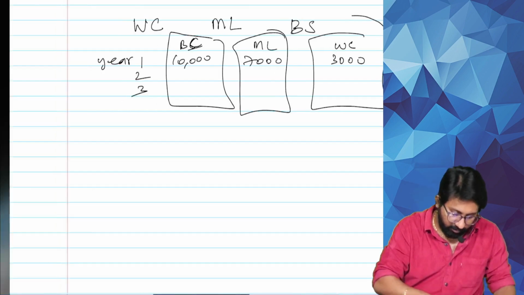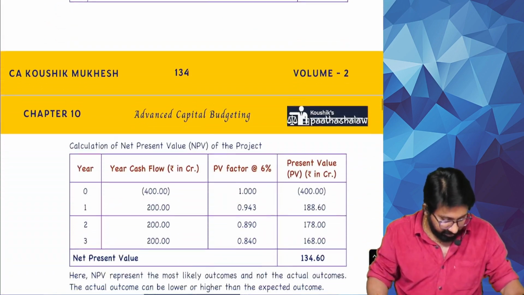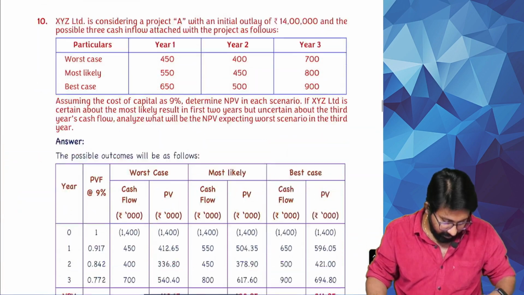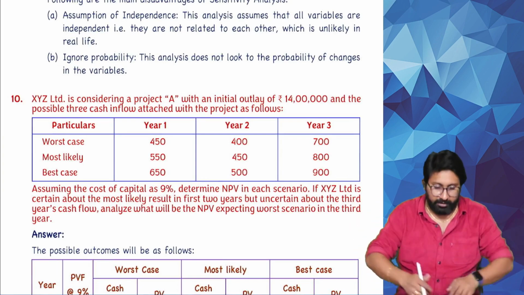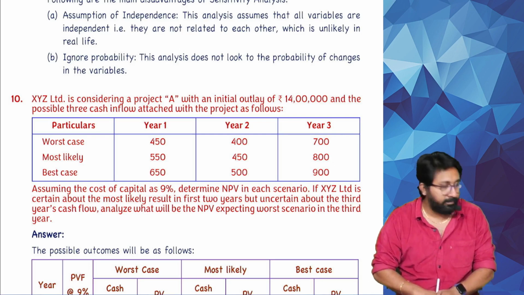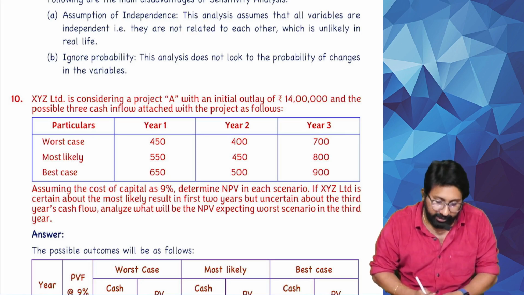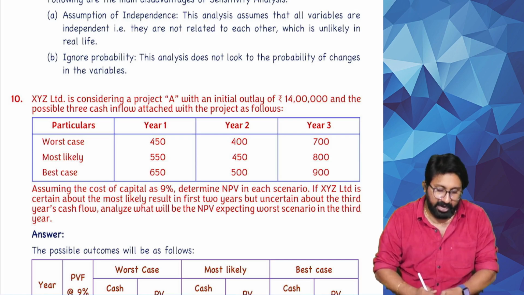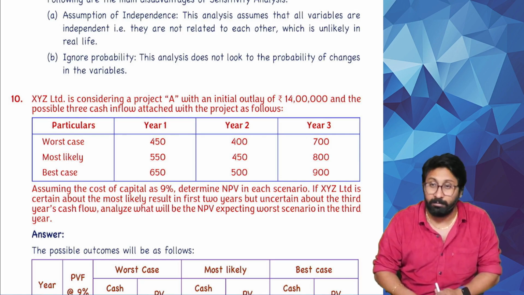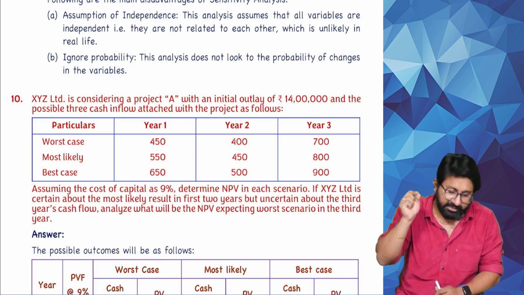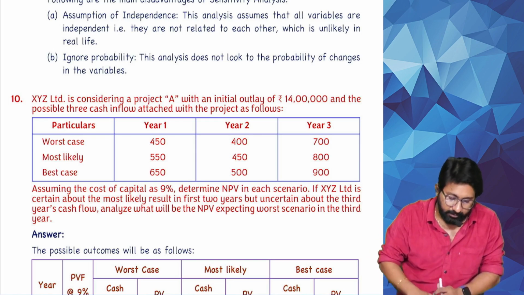Okay? I will show you one question. Try it. At least try to interpret it. Even if you don't solve it, no problem, but try to interpret that properly. Yes, this one. A 4 marks question. XYZ Limited is considering a project A with an initial outlay of 14 lakhs and possible 3 cash inflows attached with the project are as follows. Tell me, year 1, which year? Worst case, how much will come? Most likely. Best case.